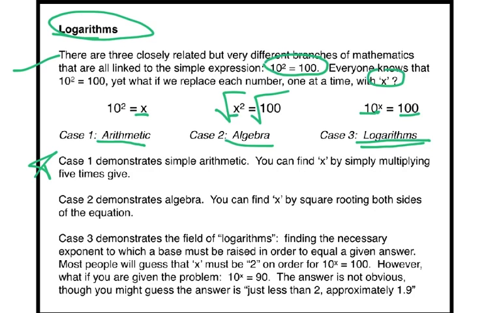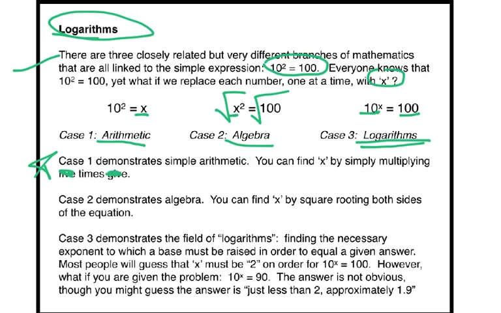You can find x by simply multiplying 10 times 10. Case 2 demonstrates algebra. You can find x by square rooting both sides of the equation. Case 3 demonstrates the field of logarithms, finding the necessary exponent to which a base must be raised in order to equal a given answer.